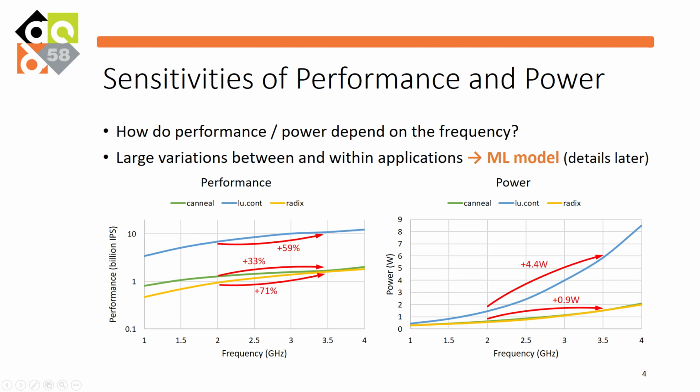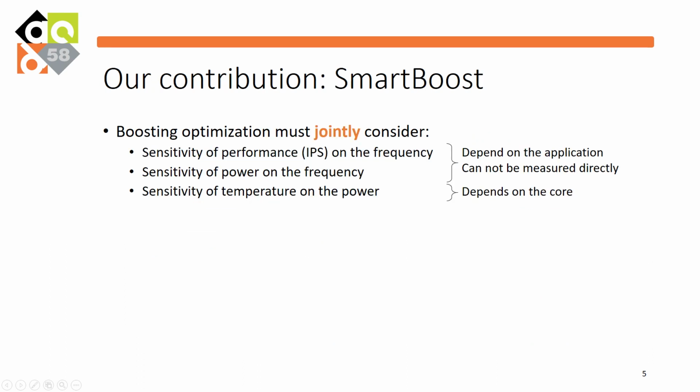We tackle these non-trivial application properties with machine learning. More details on this follow later. Boosting optimization must consider three metrics: The first two are the sensitivities of power and performance on the frequency.